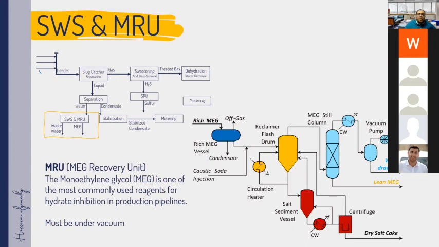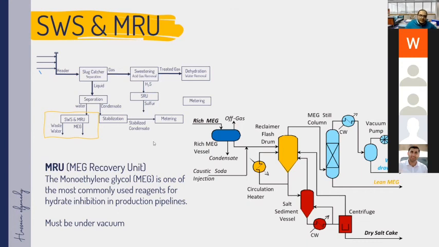This is to cover all the operation upsets. Some operator may forget the steam flow for some time, which will increase the temperature and reach the degradation temperature, and we will lose all the MEG, which is a very costly and very valuable component in the plant. That's why we have to make this process under vacuum.